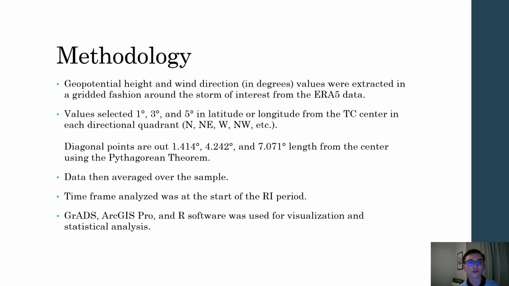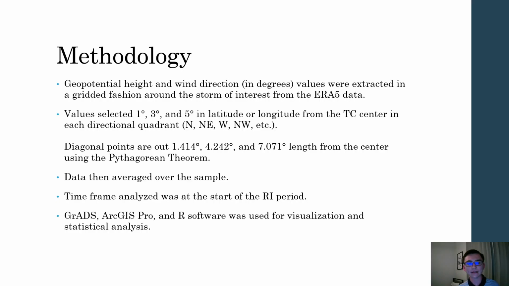So for some of the methodology, we're looking at geopotential height and wind direction in degrees values. They were extracted in a gridded fashion around the storm of interest from the ERA5 data. So looking at points around the center of the storm, 1 degree, 3 degrees, and 5 degrees to the north, south, east, and west of the system, and also diagonally, so northwest, northeast, southeast, and southwest, by using the Pythagorean theorem. So again, about 3 degrees to the west and 3 degrees to the north will get you that second measure there.